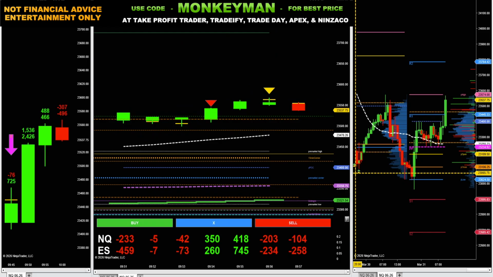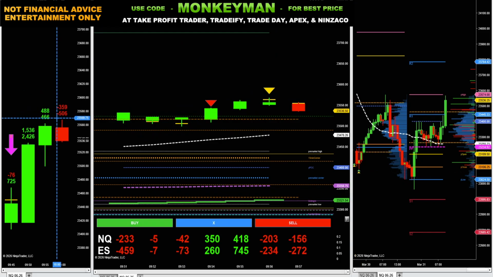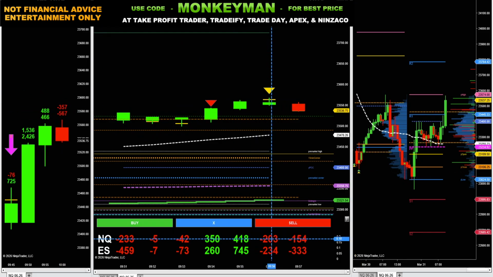There's 10 points. We had a lot of negative delta coming in on the 5-minute. Some nice negative delta on this prior 1-minute candle as well as the current candle. So those are the things that I'm looking for in the day-to-day markets. This is my basic core setup.